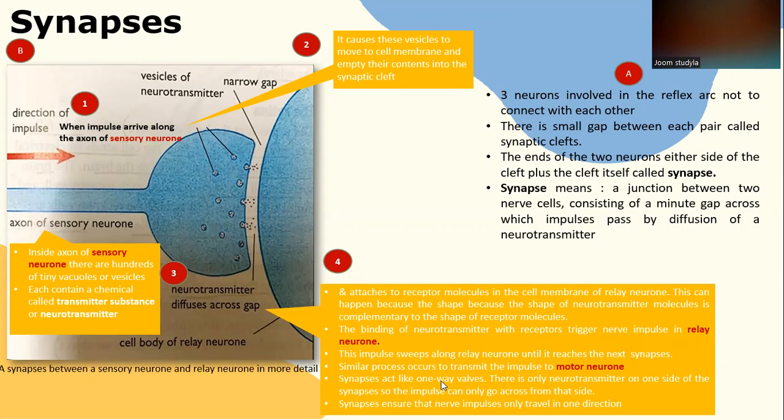Synapses act like a one-way valve. There is only neurotransmitter on one side of the synapse, so the impulse can only go across from that side. Synapses ensure that nerve impulses only travel in one direction.